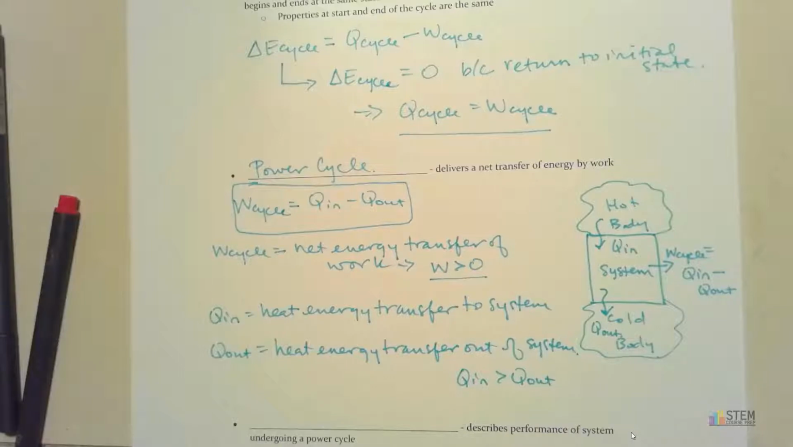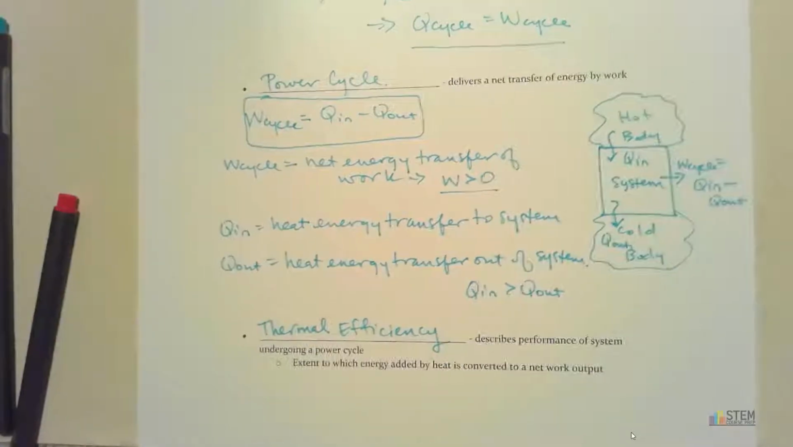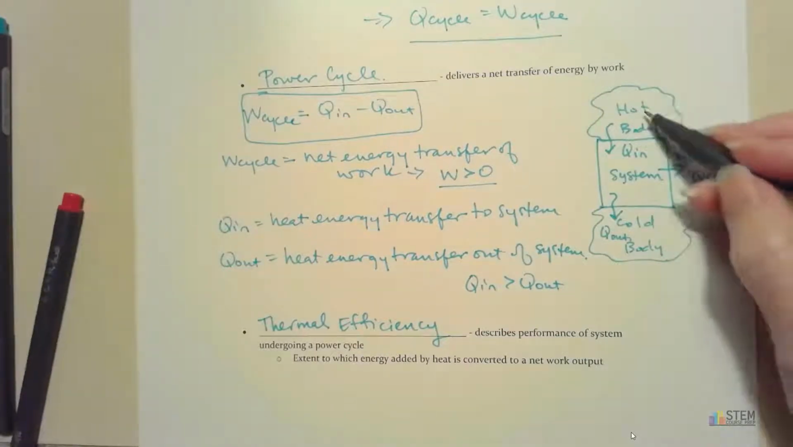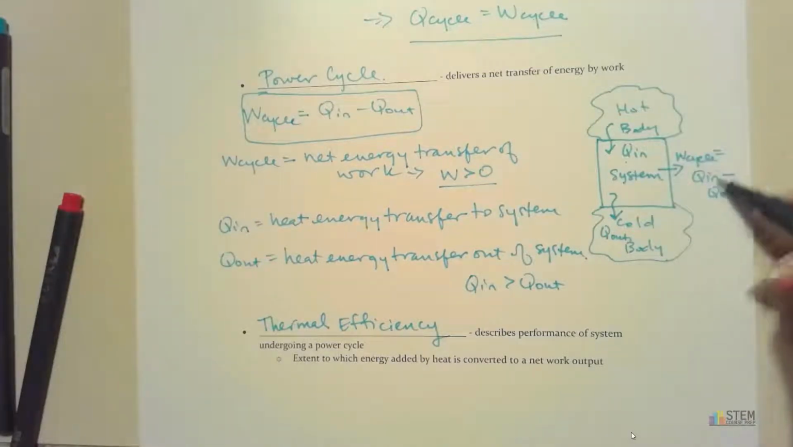Okay. Now we have to have a way to rate the efficiency of these cycles. And this is going to be the thermal efficiency. So the thermal efficiency is just going to describe the performance of a system that's undergoing a power cycle. Essentially, it gives you an idea of how much energy added by heat is converted to your net work output. So if you're taking this heat energy in with Q in, how much of that are you able to turn into a usable net work output?